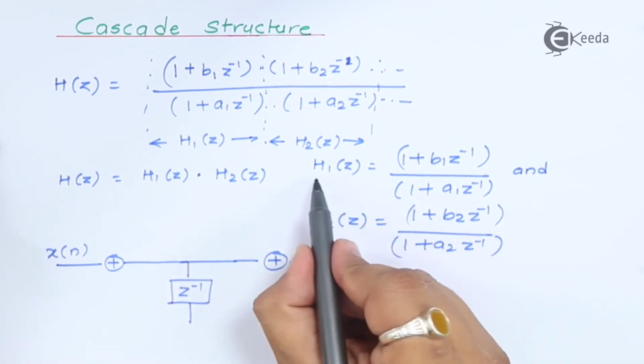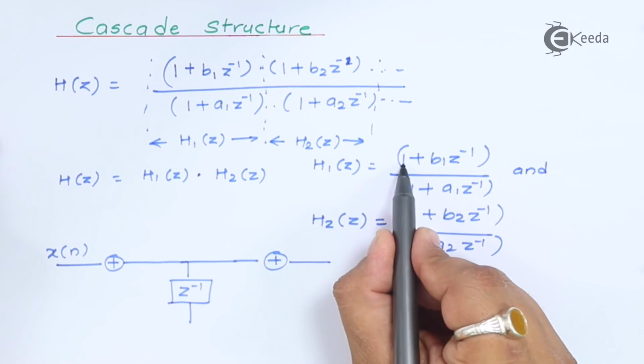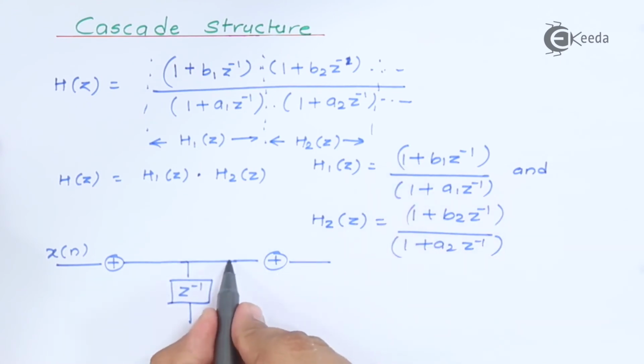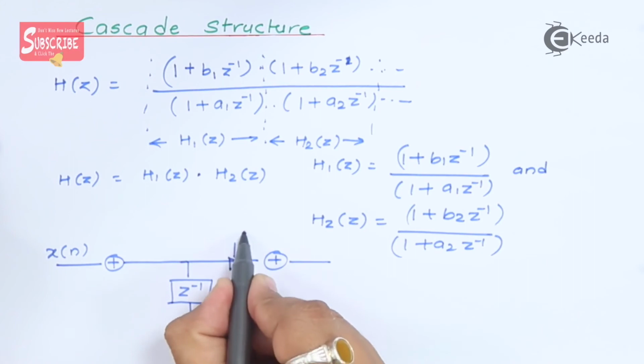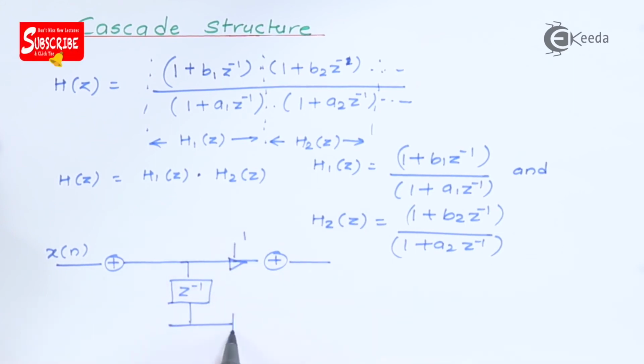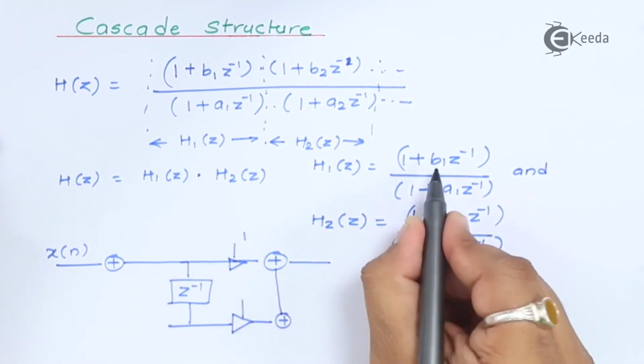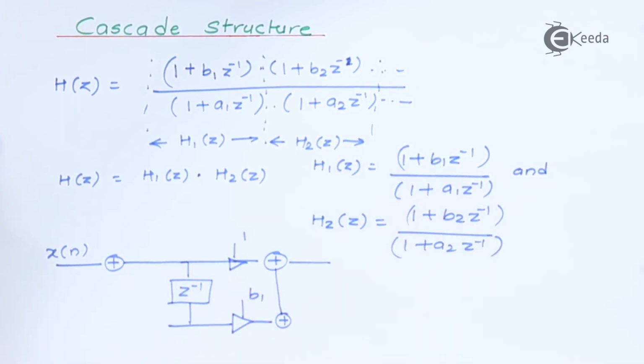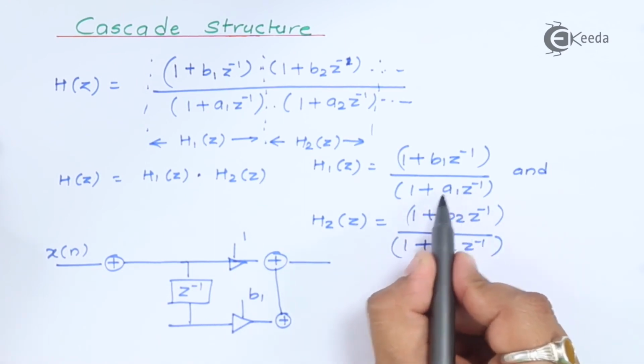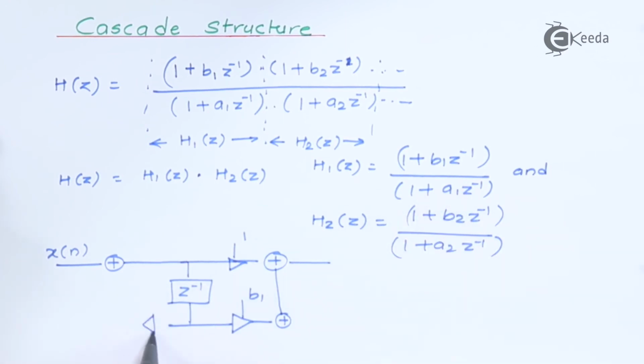Now look at here, in H1(z) we have a b0 value which is 1, so we will write here a b0 value which is 1, and next our b1 value is placed over here. Now in denominator we have an a1 value, but we know that we will always write all the a values but in negative manner, and this is my H1(z).